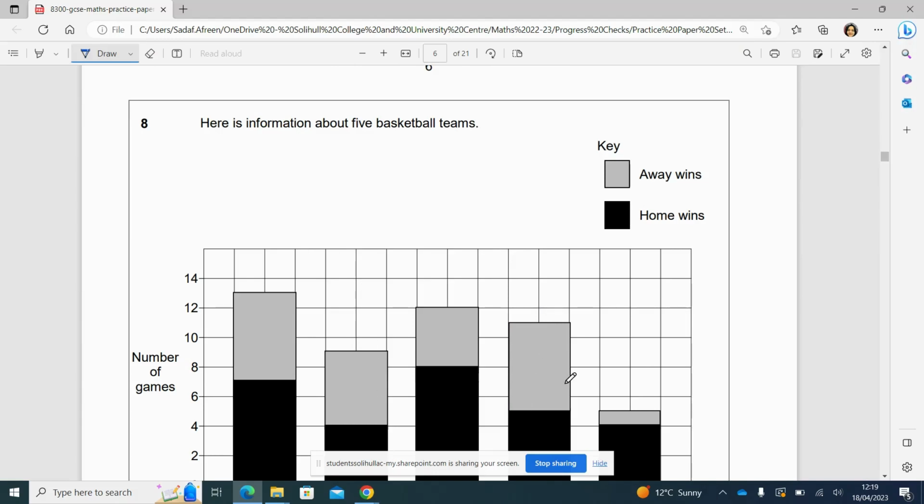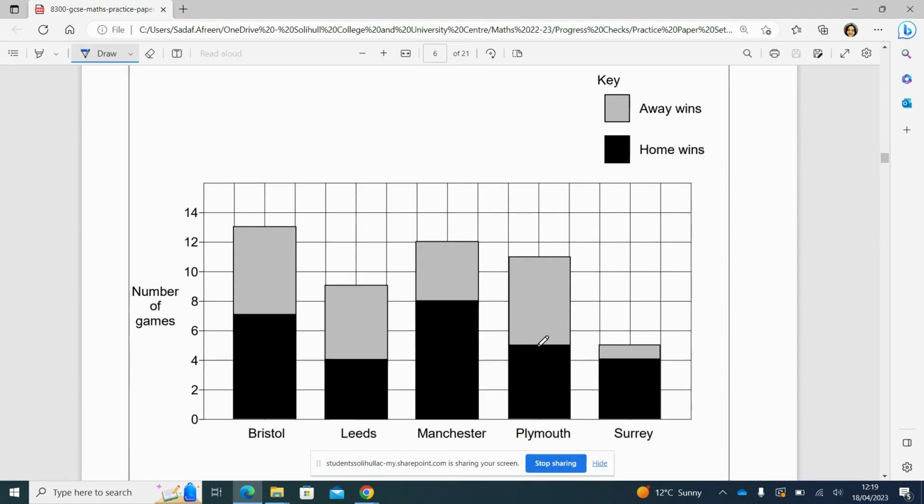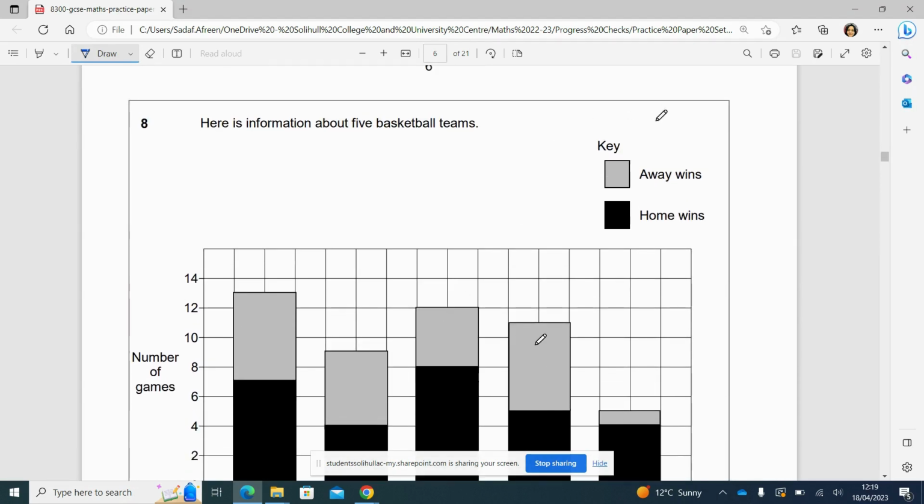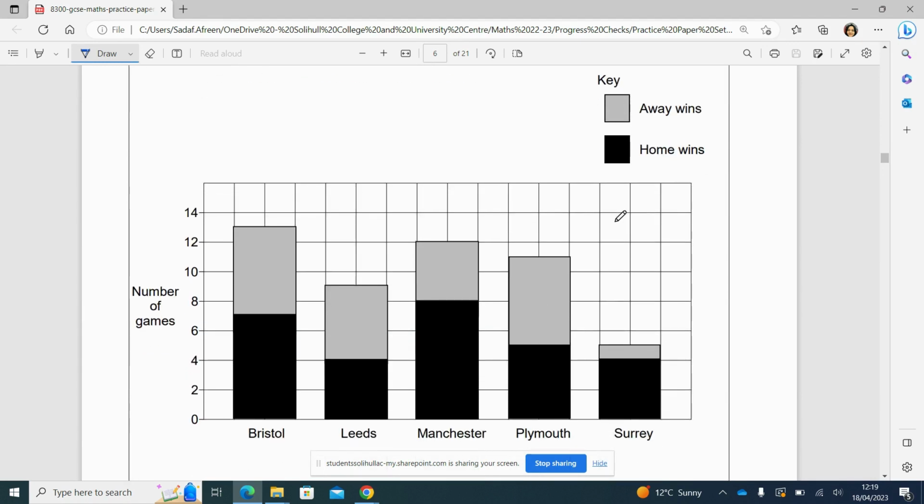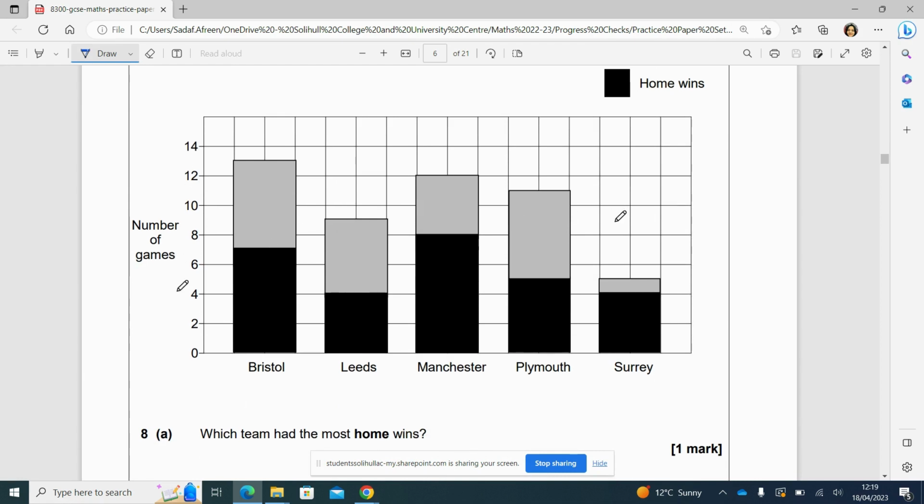Okay, so question number 8, we have a compound bar chart here, a composite bar chart. The key for this bar chart is that the gray area shows away wins and the black area shows home wins. The vertical axis of the bar chart tells you the number of games. The horizontal axis tells you the names of the teams.